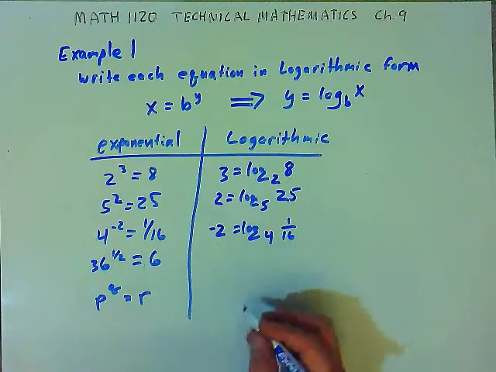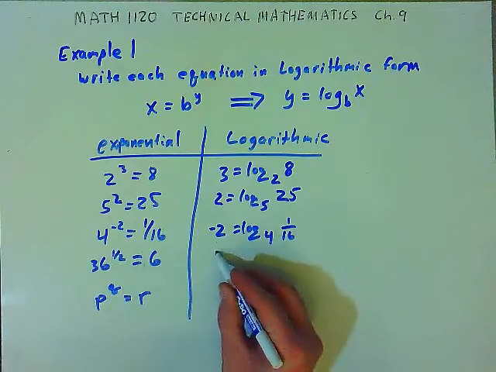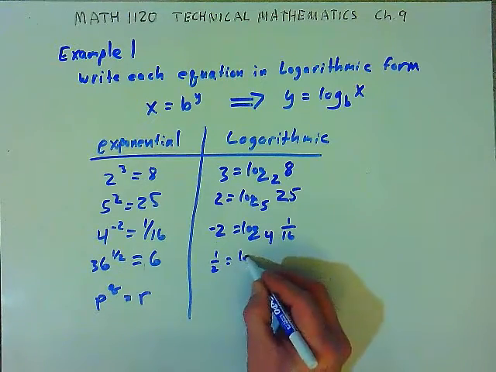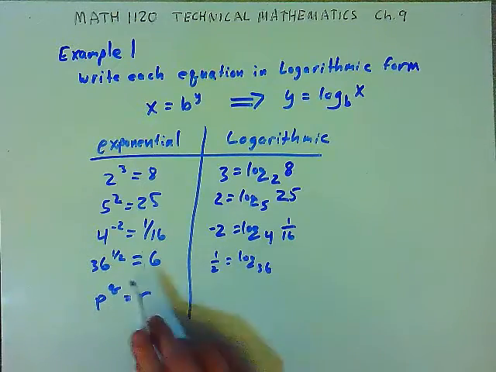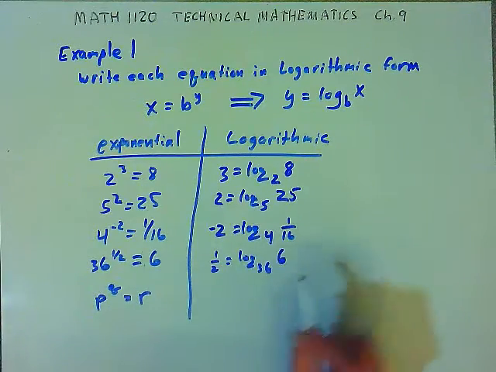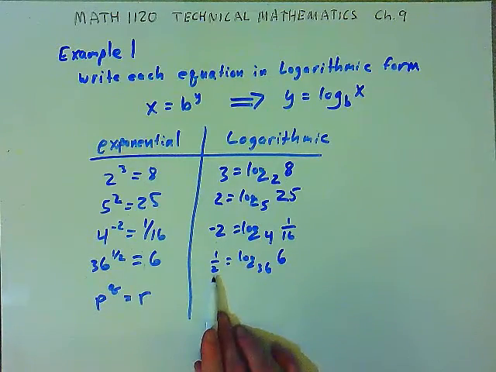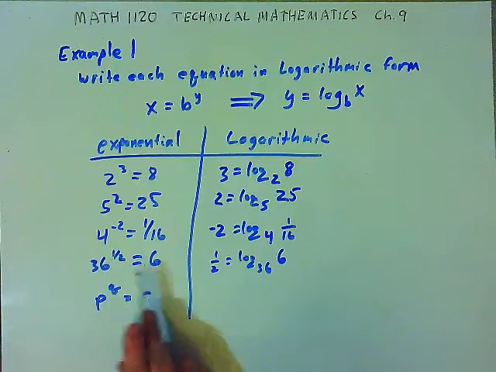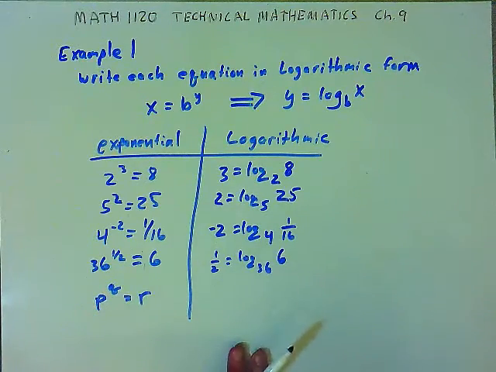And so we'll do that again. Here we have 1/2 is equal to the log of base 36 of 6. So this is saying 36 to what power is equal to 6? The answer is 1/2, because 36 to the 1/2 power is in fact 6. So we've just rearranged the values to be in a logarithmic form.